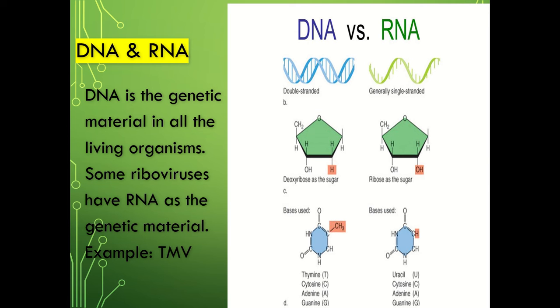Now in this diagram you are seeing the structure of DNA as well as the structure of RNA. Now the structure of DNA is here double stranded and it includes the deoxyribose as the sugar, and the base pairs are thymine, cytosine, adenine and guanine. And in RNA you are seeing here single stranded RNA which has ribose as the sugar, and the base pairs are uracil, cytosine, adenine and guanine.